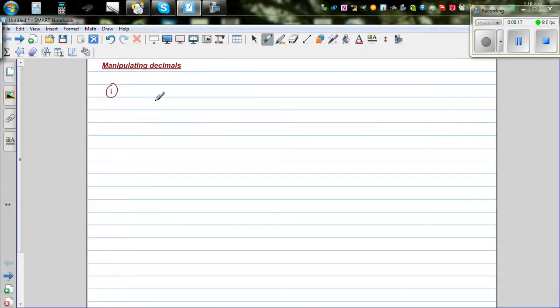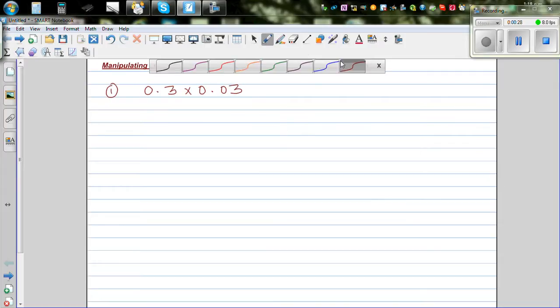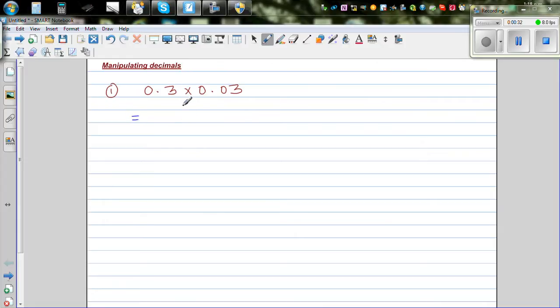Okay, so if the question is, say, 0.3 times 0.03. Well, it's a good method to change this into fractions. Say 0.3 is the same as 3/10, and 0.03 is 3 out of 100. Now this decimal has been changed into a fraction.